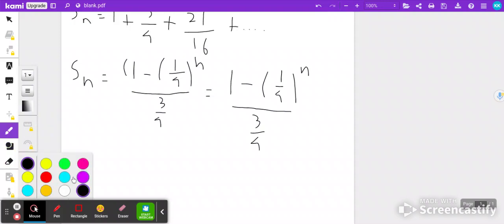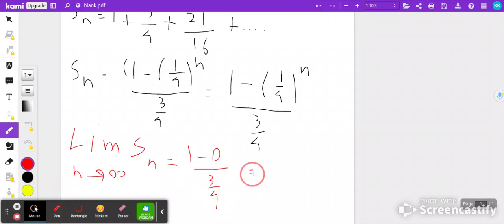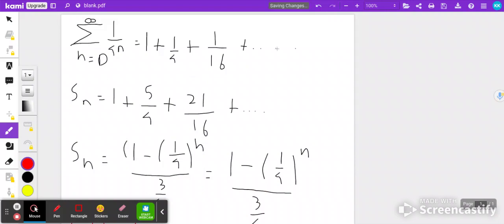Now, if we take the limit as n goes to infinity of S sub n, because we want to find the infinite sum, we see that as n goes to infinity, 1/4 to the n gets smaller and smaller, because it goes 1/4, 1/16, 1/64, so it goes to 0. So we have 1 minus 0 over 3/4, which turns out to be 4/3. So the answer to our original sum should be 4/3.